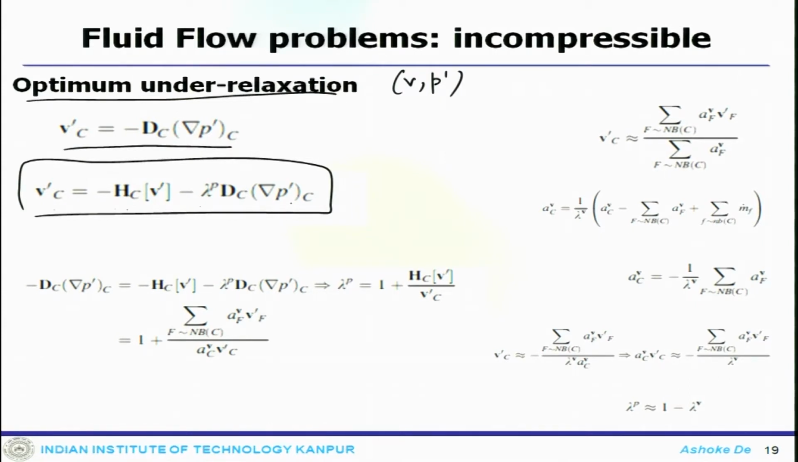So that is how we have written. And now if you equate these two equations, one can write minus dc delta p prime equals minus Hc V prime minus lambda, which will provide lambda p equals to this. So the SIMPLEC algorithm eliminated the need to under-relax pressure corrections and results in an optimum acceleration rate.